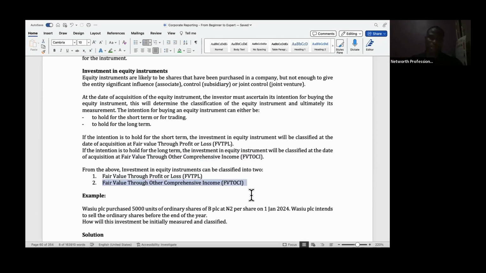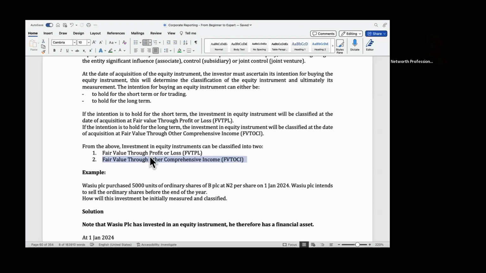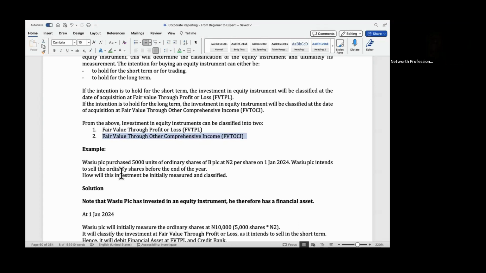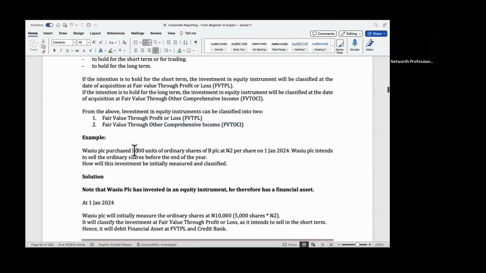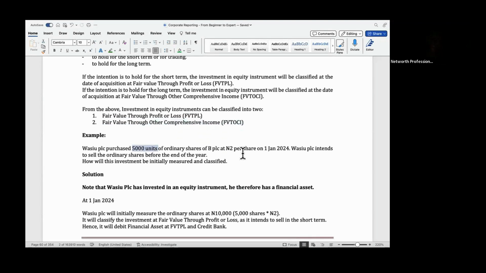I'm just going over it again because I know that we might not have read it. Now, going forward, I looked at this very simple example, where a company bought 5,000 units of shares at 2 naira each. And the major thing here is that the guy intends to sell those shares before the end of the year.